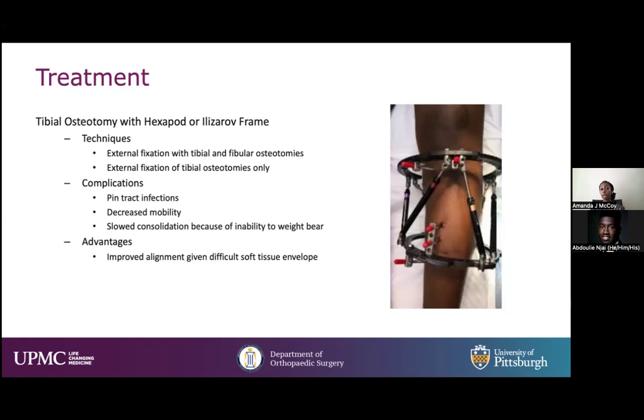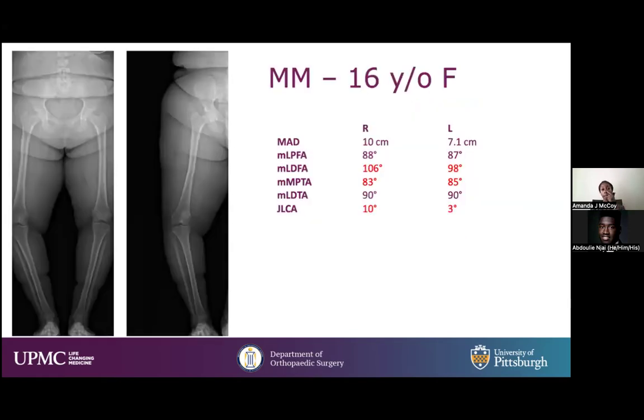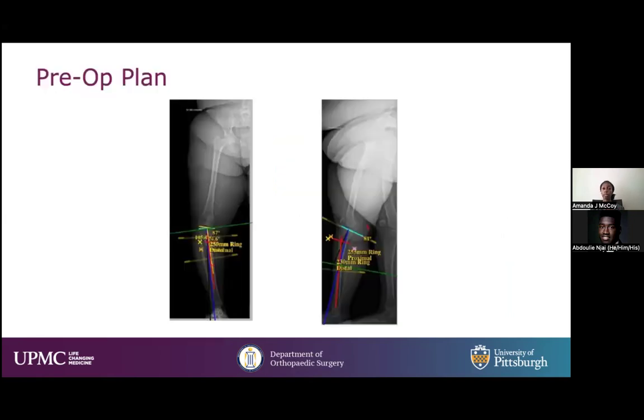The hexapod frames work well, but oftentimes there are pin site infections. Sometimes the frame is bulky, and sometimes you can have slow consolidation. But if you have a tenuous soft tissue envelope, or if you have a large soft tissue envelope, I think it's very helpful. So this is a patient that presented to me with her adolescent Blount's, but she's fully grown, so we didn't actually have an opportunity to do guided growth. And so given her soft tissue envelope, I felt she would be best served with a hexapod frame. And so here I mapped out her deformity and I decided where my rings would be placed.